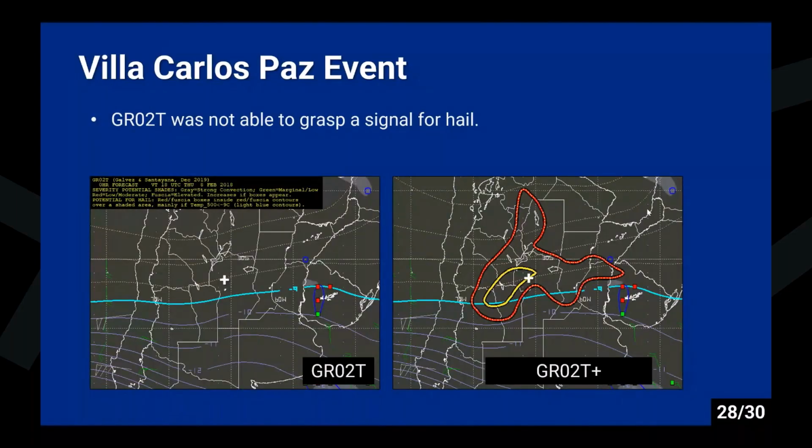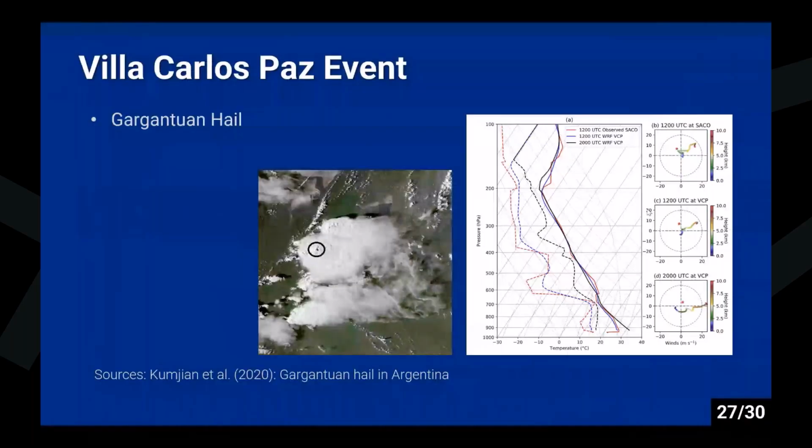So I was mentioning before that there's room for improvement. This is an event that happened in Argentina, the Villa Carlos Paz event, and they had hail that was 18 centimeters big. It was huge hail. I should have the picture ready here, but I don't have it at the moment. But they had huge hailstones with a lot of damage. The algorithm didn't get it.